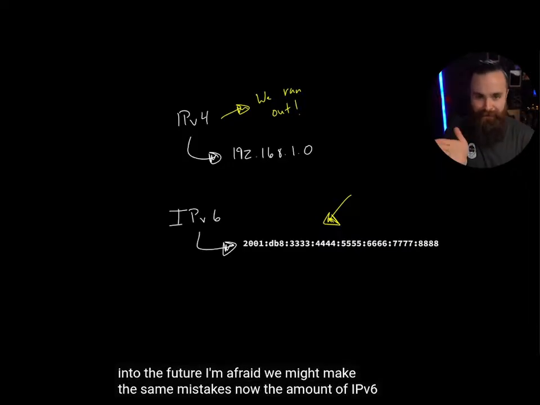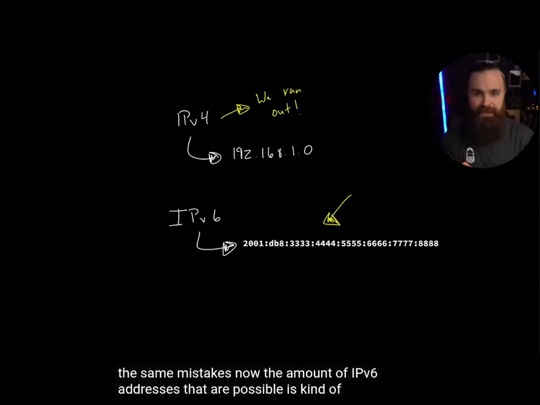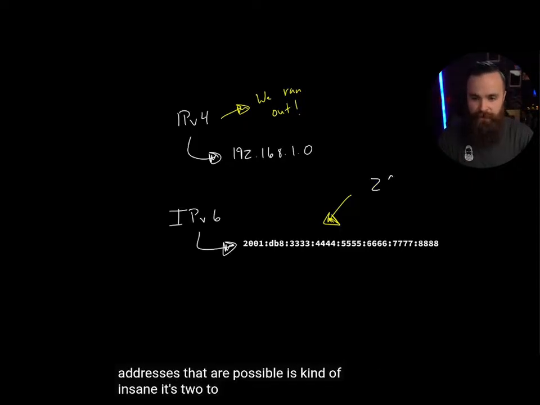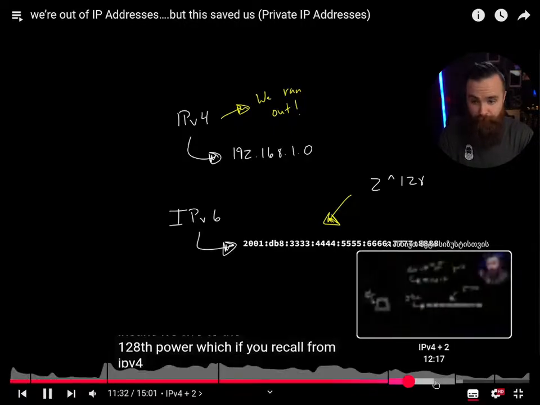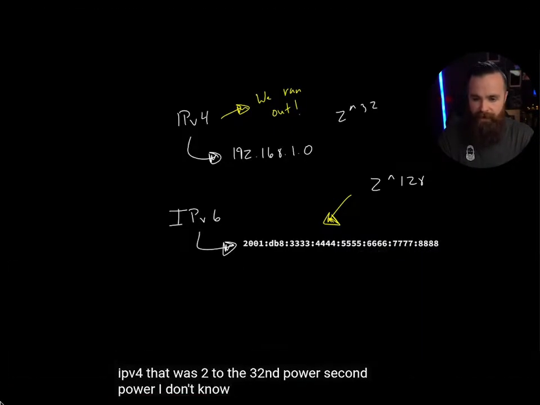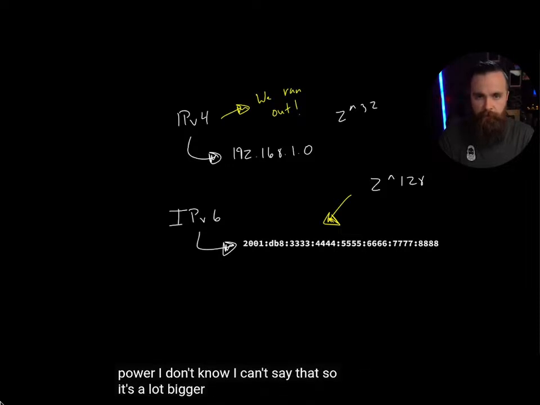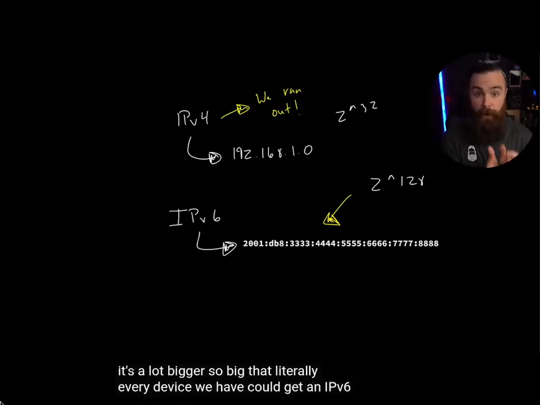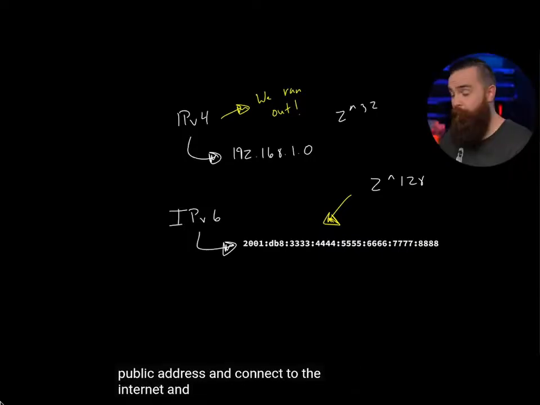Now, the amount of IPv6 addresses that are possible is kind of insane. It's 2 to the 128th power, which if you recall from IPv4, that was 2 to the 32nd power. I don't know why I can't say that. So it's a lot bigger, so big that literally every device we have could get an IPv6 public address and connect to the internet, and we'd have plenty left over.